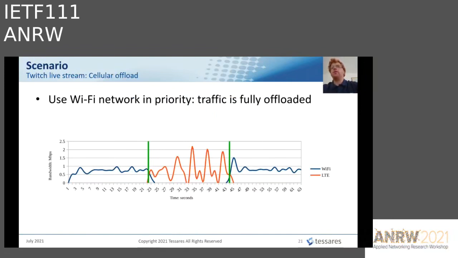Regarding the results, we can focus here on two scenarios. For the first one, the goal is to support handovers. Here, we are disconnected from the Wi-Fi access point between the two green lines. When we are connected to the fixed network and the Wi-Fi, we use it in priority. Here, the DSL network can cope with the requested speed, so the traffic is fully offloaded to the fixed network. Excellent for the operators.